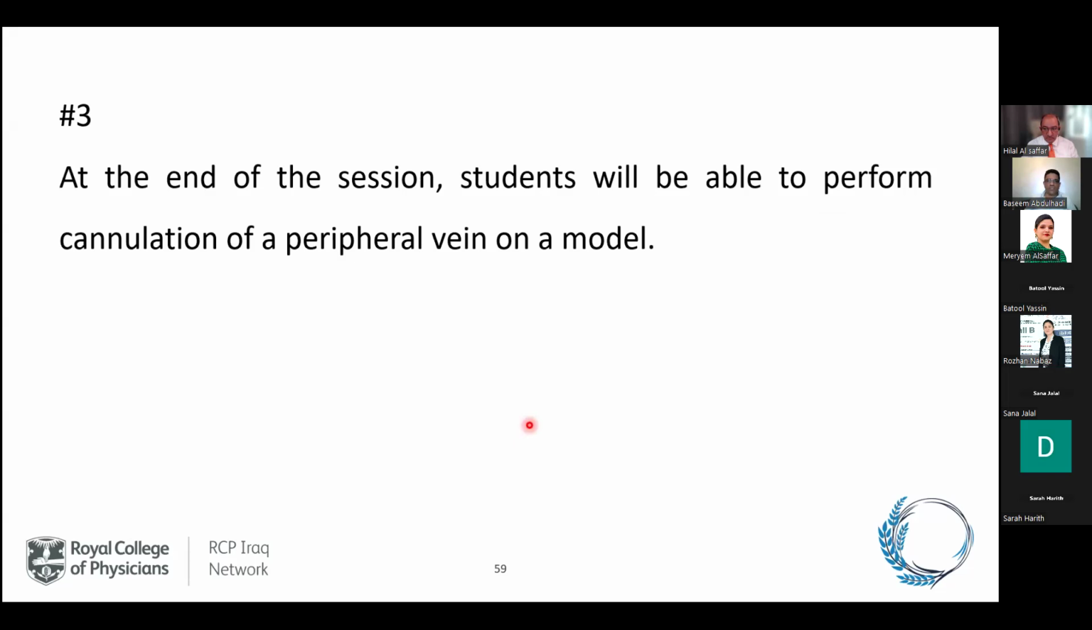Third objective, we have just 5 examples, and then just summarize the false verbs. At the end of the session, students will be able to perform cannulation of a peripheral vein on a model. Any comment? Okay, very good. Is it good or bad? Yeah, it's really good, well-written learning objective.